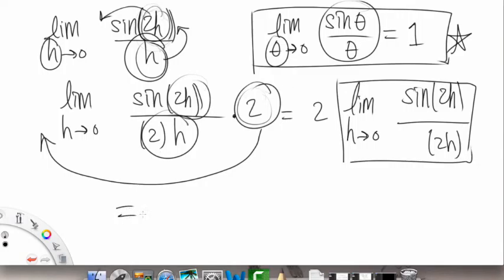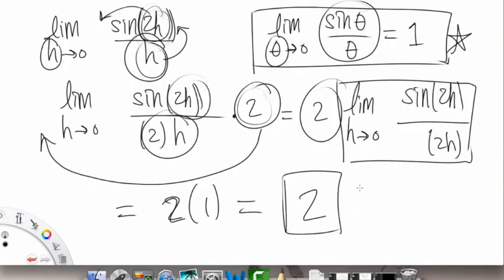That comes from our toolbox of knowledge. So we have that 2 just sitting out in front, and then everything in the box we know is equal to 1. So our final answer is simply 2.